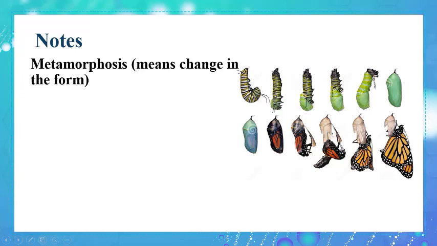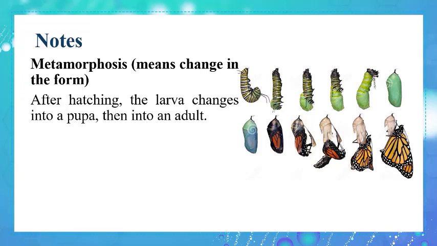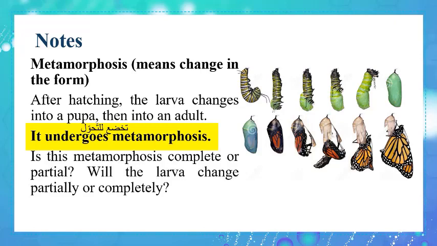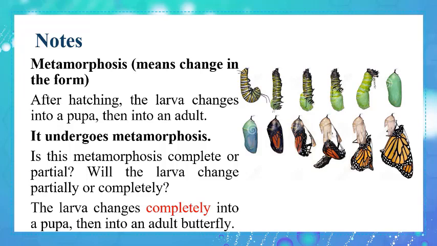Metamorphosis means the change that happens in the baby insect in its form after hatching. After hatching, the larva changes into a pupa, then into an adult. We say that it undergoes metamorphosis. Is this metamorphosis partial or complete? Will the larva change partially or completely? The larva changes completely into a pupa, then into an adult butterfly.